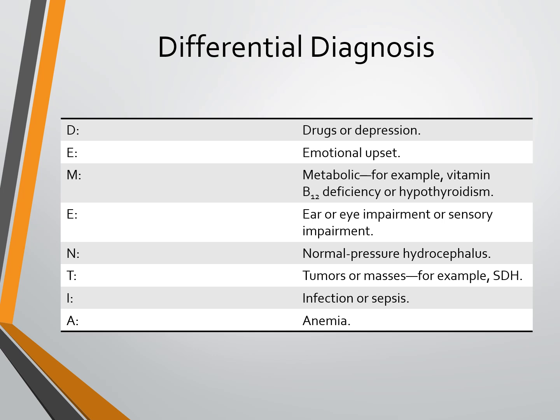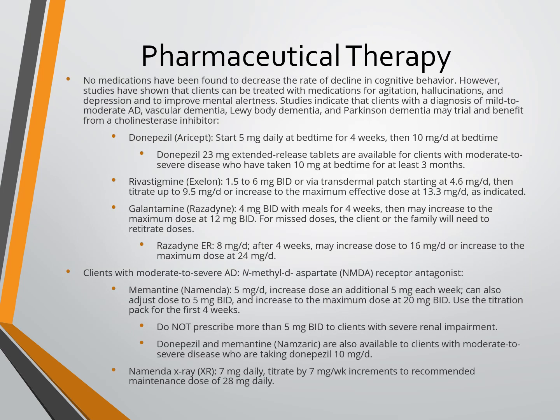The E stands for the ear or eye impairment that is preventing them or reducing their ability to utilize their senses. The N stands for things like normal pressure hydrocephalus. The T is for tumors or masses. The I is for infection and sepsis. And the A is for anemia. So again, the acronym for differentials that you want to think about is the word dementia, and each letter reflects something.